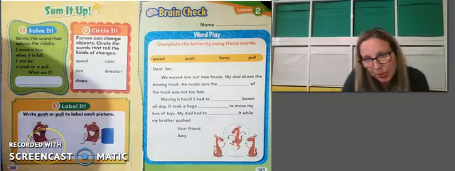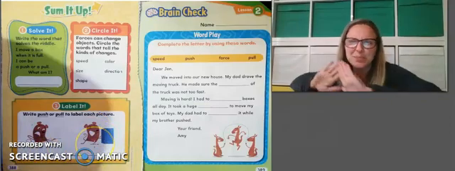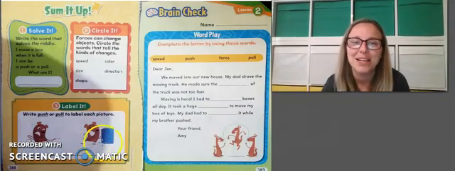Here, it looks like he's pulling the rope, so you can write P-U-L-L, pull. And here it looks like he's pushing the box, so you can write P-U-S-H, push.